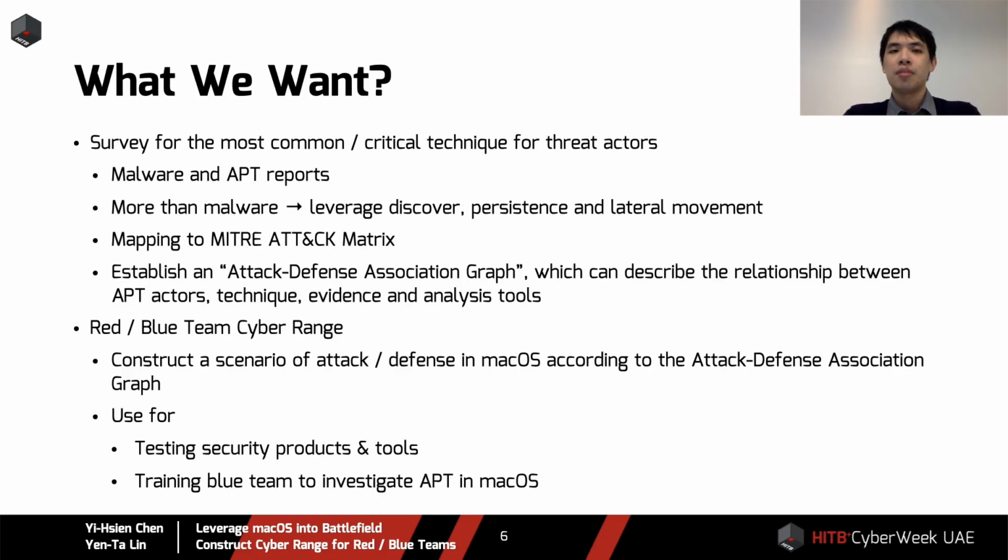What we want is to build a cyber range for the red team and blue team. It can be used to test security products and tools, and it can also be used to train blue teams and investigate APTs on macOS. Therefore, we have to build a realistic environment. We survey the most common and critical techniques of threat actors, including malware and APT reports. Not only malware itself, we also focus on life cycles such as discovery, persistence, and lateral movement techniques. We map them to the MITRE ATT&CK matrix and establish an attack defense association graph. It can give us an overview of the whole attack and describe the relationship between APT actors, techniques, evidence, and analysis tools. We will discuss it later.